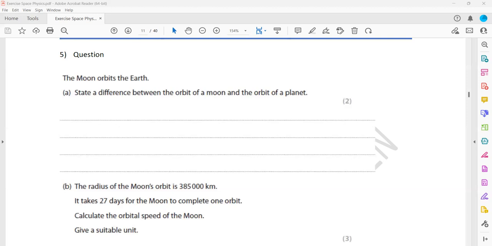In terms of ellipse, the moon's orbit is less elliptical and the planets' more elliptical, that's fine. That is one, but there is one main difference between the orbit of the moon and the orbit of the planet. The main difference is the moon orbits a planet, whereas planets orbit the sun or a star. So the center of their path, for a moon, is always a planet, and for planets, it's always a star or a sun. That's the main difference.